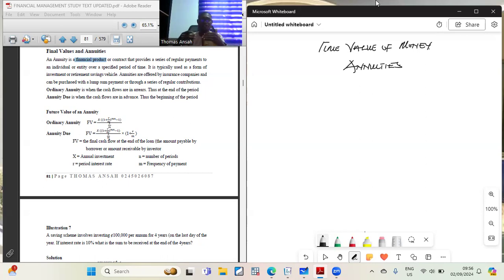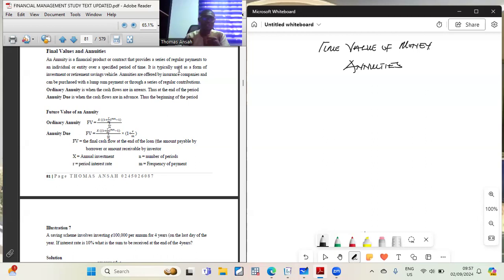So every period, let's say every month, you put in 500 cedis, 500 cedis, 500 cedis. So you see that the money being put there is always 500 cedis. It doesn't change. It's 500 Ghana cedis. So annuity is a financial product, or a contract, like an insurance contract that you have done. But what you are going to do is provide a series of regular payments. So the payment is consistent, and you put in the same amount.